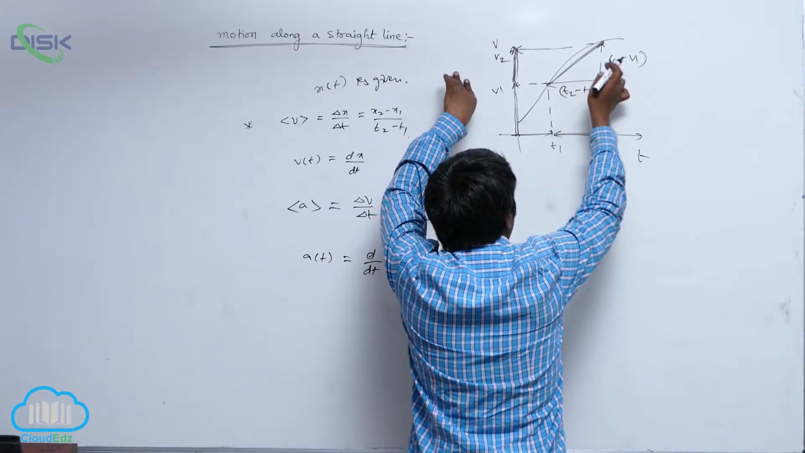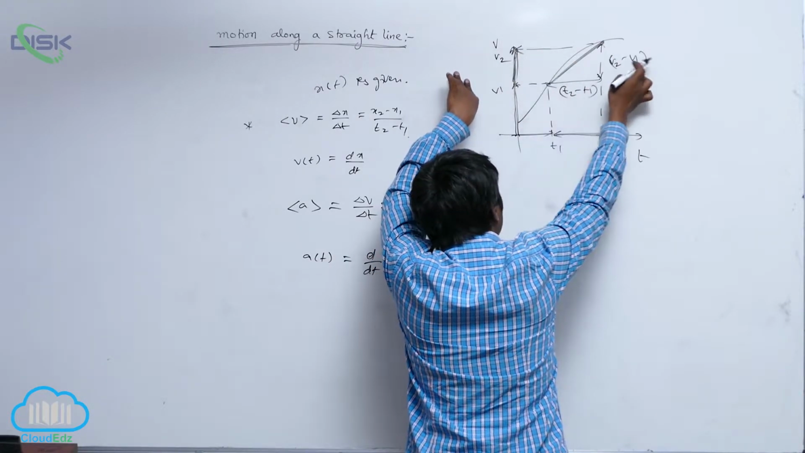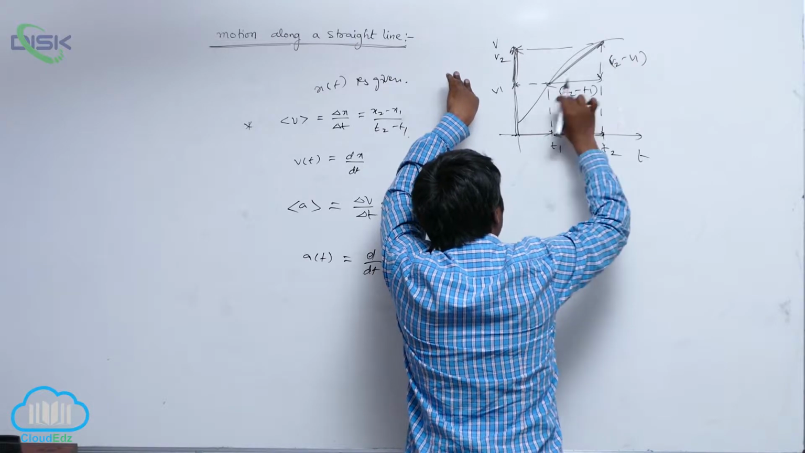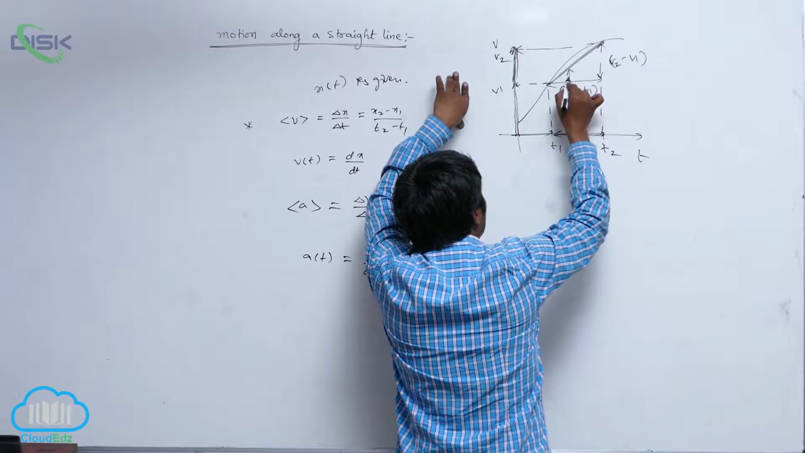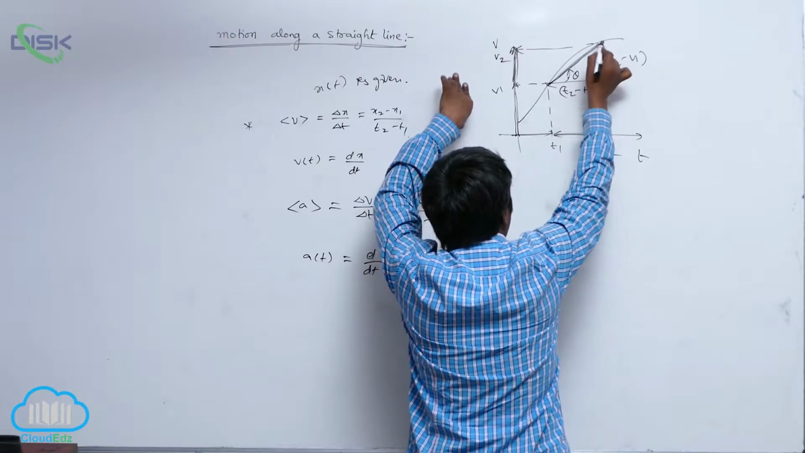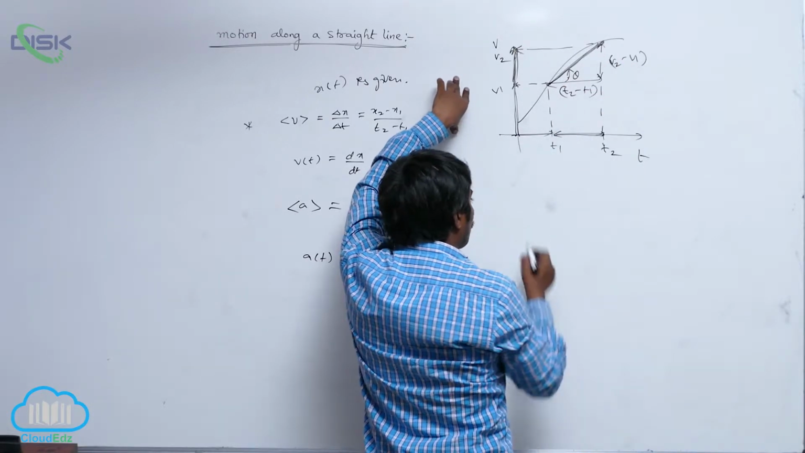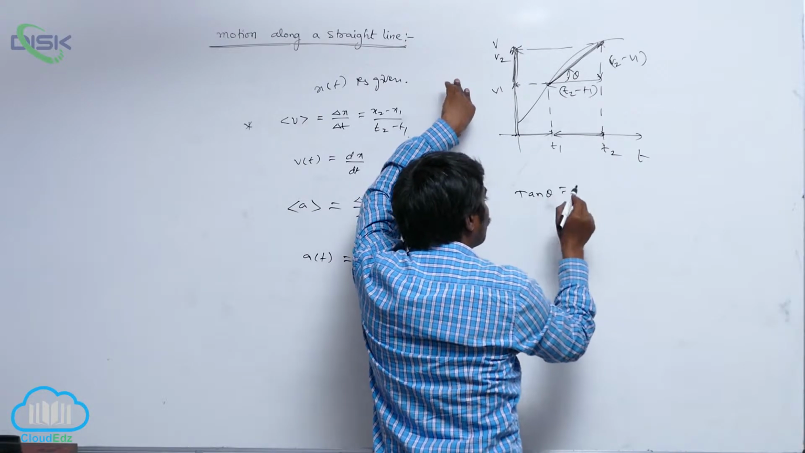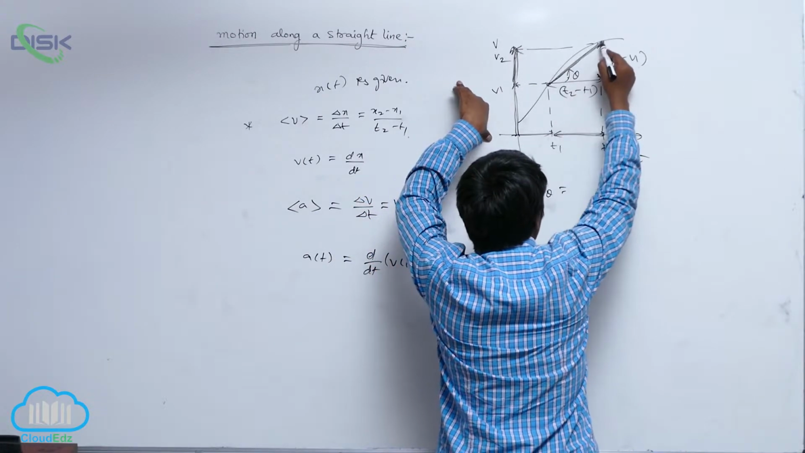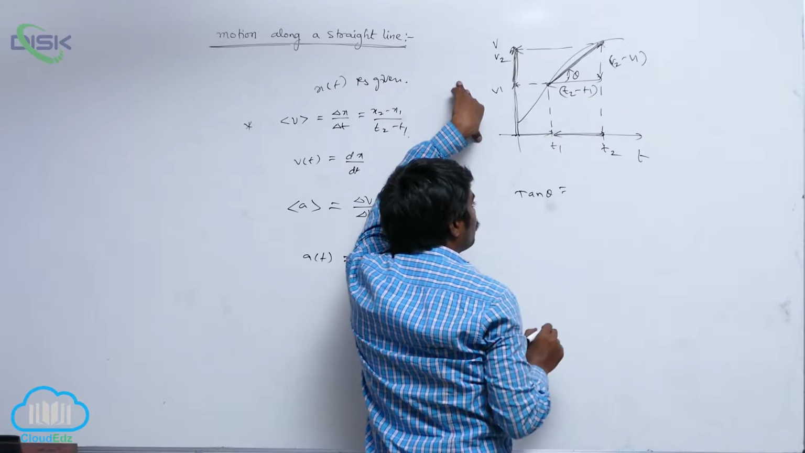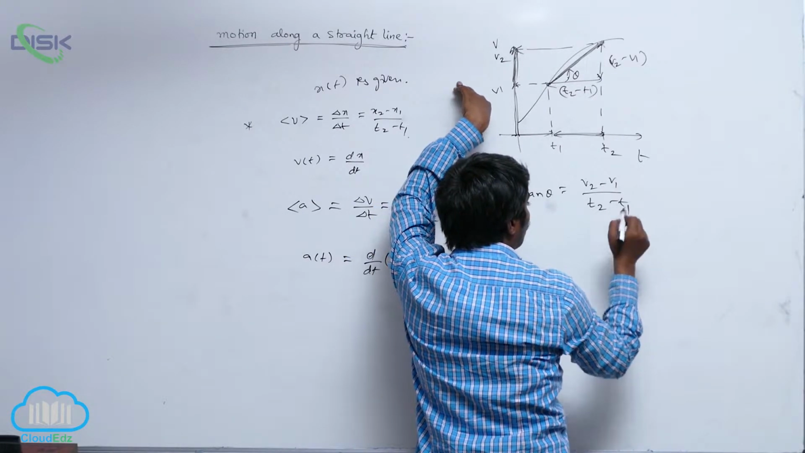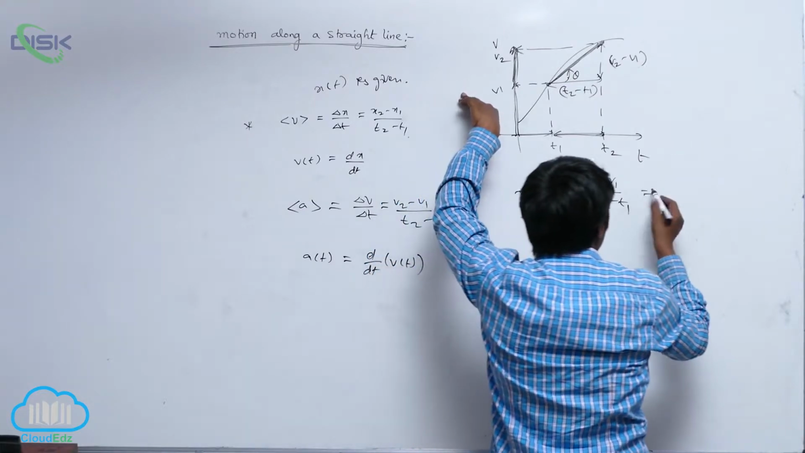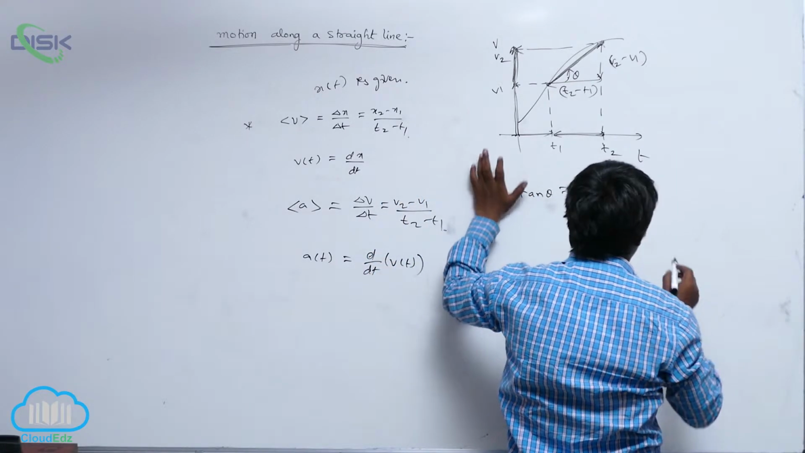If you can read the v1 and v2 values, then v2 minus v1 by t2 minus t1 gives you average acceleration. Otherwise, if you can read this theta value, the angle made by this straight line with the time axis, then tan of this angle also gives you the slope of the straight line, which is equal to v2 minus v1 by t2 minus t1. It gives you average acceleration.